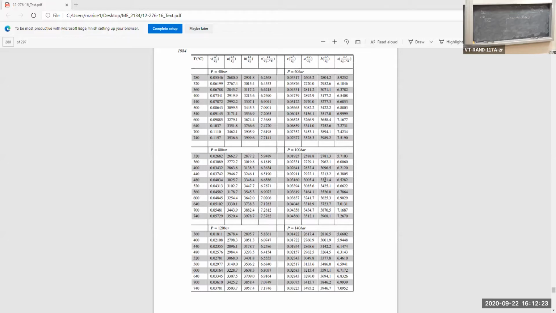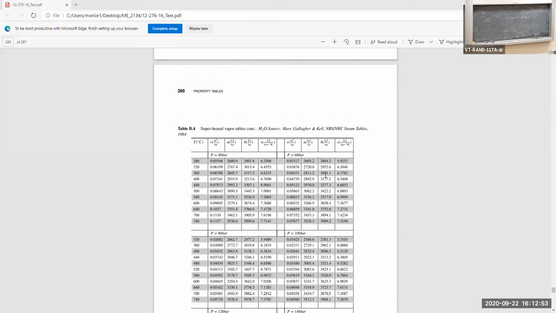We're at 450, so we have to interpolate between these two. If you go through and do a little interpolation, I have H1 is 3240.25 kilojoules per kilogram. That's from the steam table B4, and you have to interpolate. That's H1.